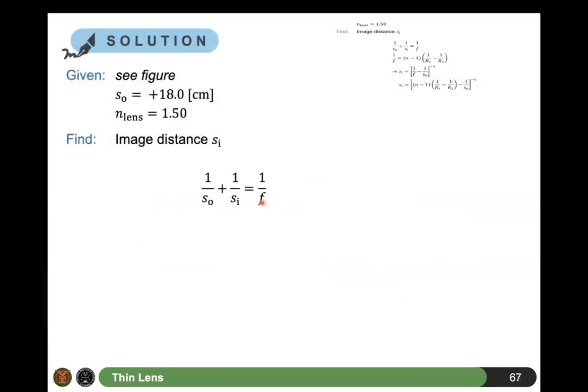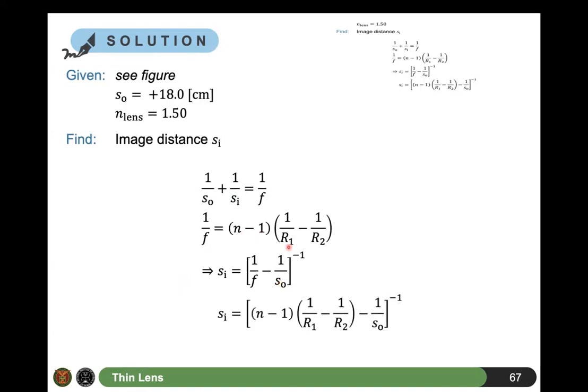SI. Okay? So, for the F, gagamitin natin yung Lensmaker equation. But for the SI, we use yung thin lens equation. Okay? So, yung 1 over F is thus this. So, for all of this, ito yung gagamitin natin. Okay? Ang magmamatter lang is yung signs ng R1 and R2. So, if we plug in our Lensmaker equation to our thin lens equation, we get this. Okay?